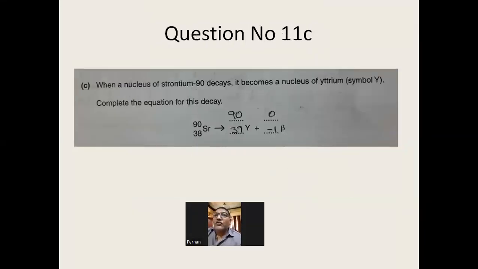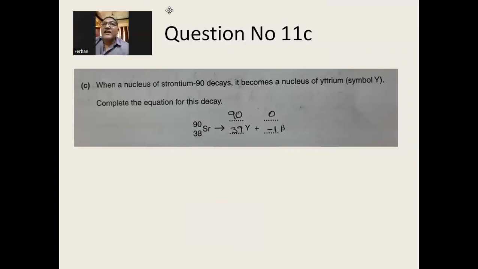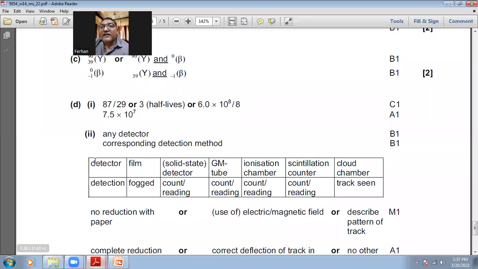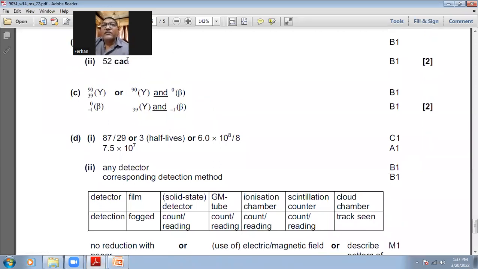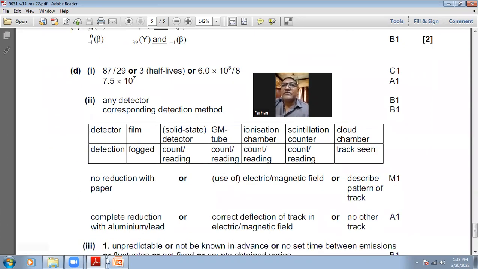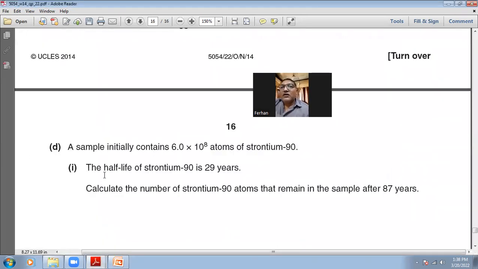So let me show you my written answer. Okay. So you can see here the beta particle, -1, 0, and whenever beta decay happens, the daughter nucleus has one more proton and the mass number does not change. So it will be 39, 90. Hopefully you understand. Let's have a look at the marking scheme first. So it will be 39, 90, minus 1, 0. So our answers are right. Okay, so we are going to the next part.